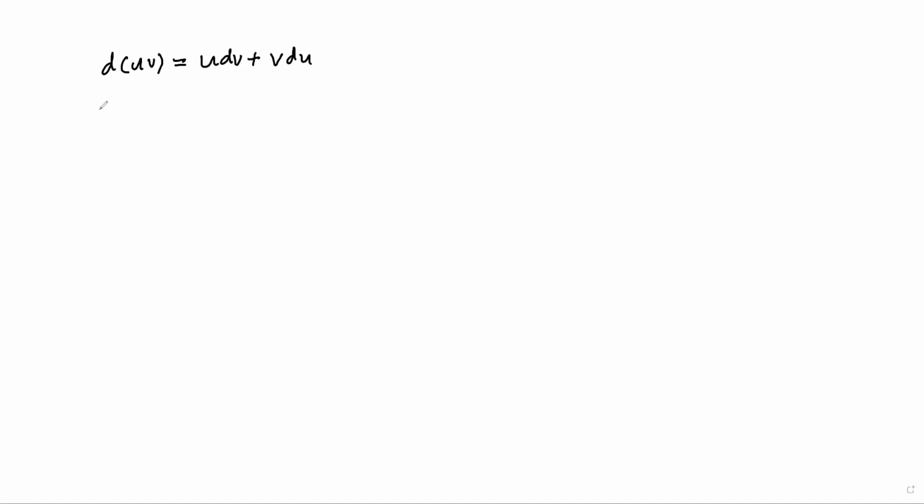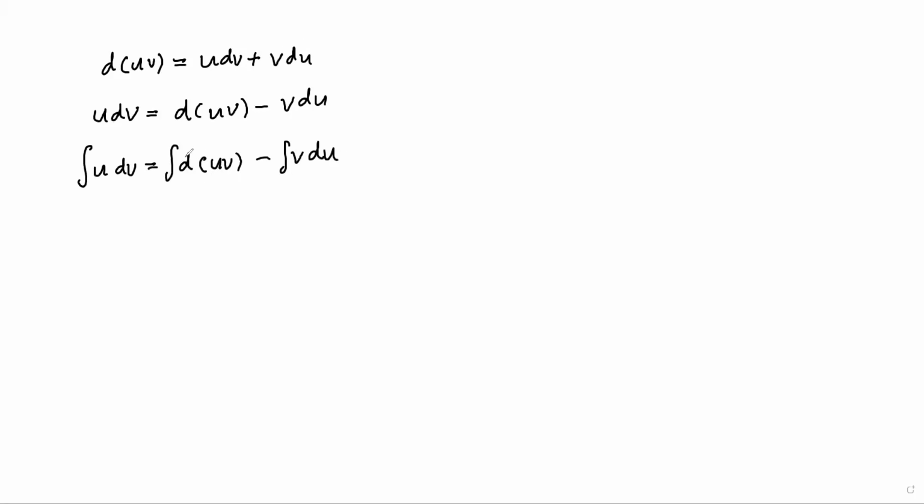Let's rearrange this a little bit. So u dv is equal to d(uv) minus v du. If you integrate everything, this integral and this derivative will neutralize each other, and then you're going to get uv minus the integral of v du. If you notice, this is the by parts formula for integration.